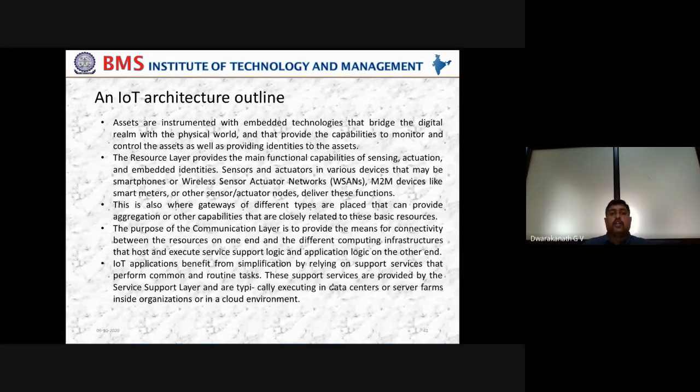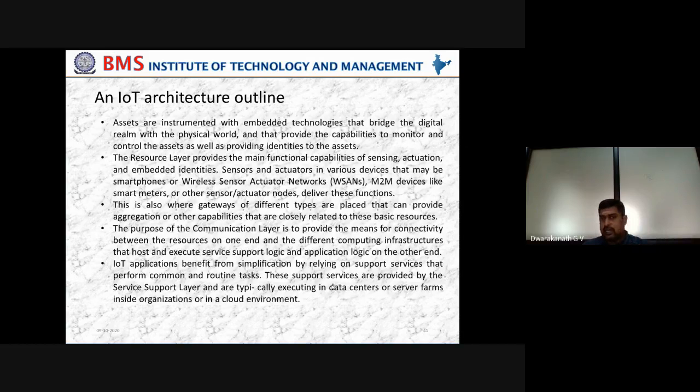Coming to the next, the resource layer. Now the resource layer provides the main functional capabilities of sensing, acquisition, and embedded identities. Now you leave the asset, and to the asset that you are connecting, those things will come into the picture. So for whatever problem I want to solve, I am connecting these particular things. That is the resource layer.